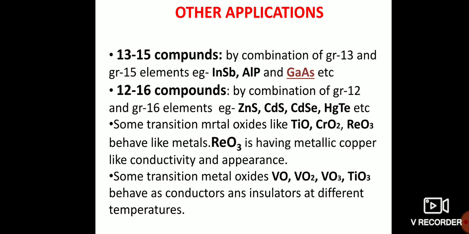Some transition metal oxides like titanium oxide, chromium dioxide, rhenium trioxide behave like metals. Rhenium trioxide has metallic copper-like conductivity and appearance. It is brownish red in color. Now, some transition metal oxides, like vanadium oxide, vanadium dioxide, vanadium trioxide, titanium trioxide, behave as conductors and insulators at different temperatures. Some important examples of transition metal oxides.